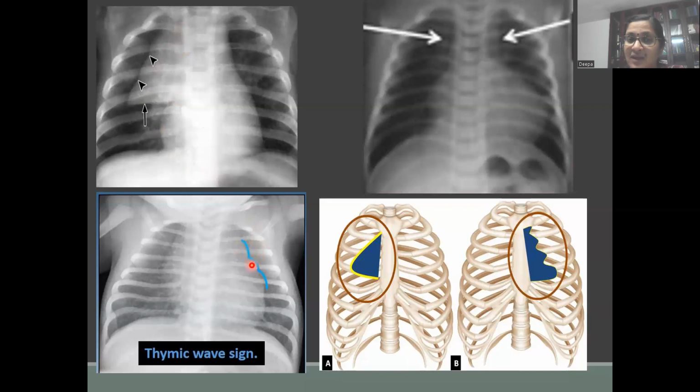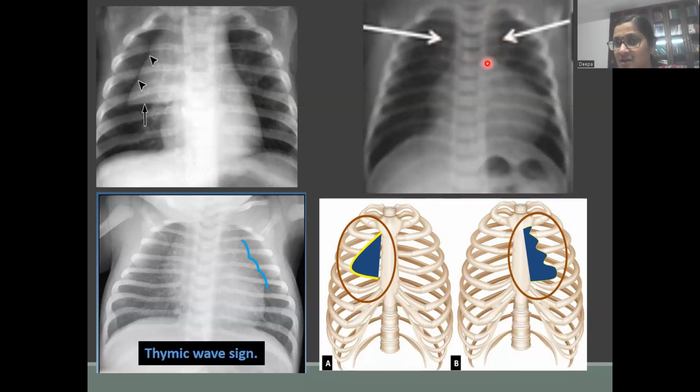This represents a sail, and hence this is called the sail sign. And here sometimes you get the thymic wave sign, which, as you can see in this picture, is because of the undulations formed by the inferior border of the thymus on the ribs. So these signs are quite commonly seen in newborn X-rays. Along with the presence of thymus and other thymic radiological shadows, it is important that you look for the actual presence of thymus, whether there is thymic hypoplasia or not.